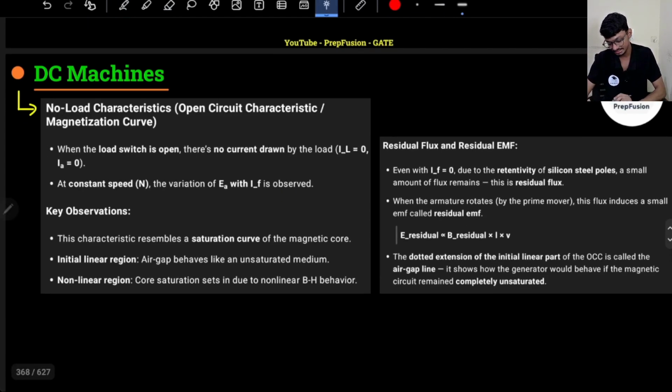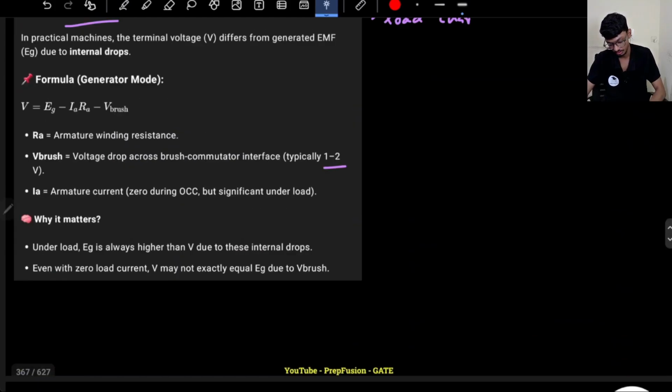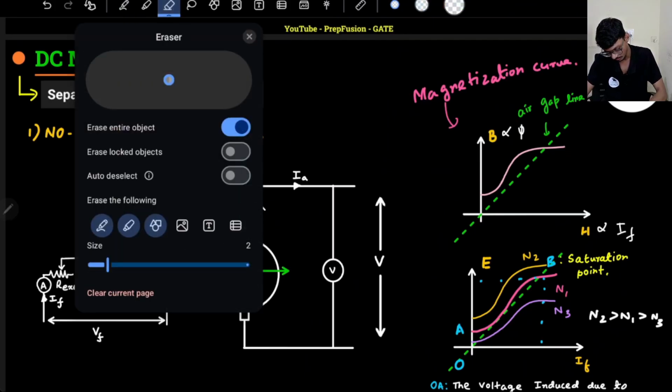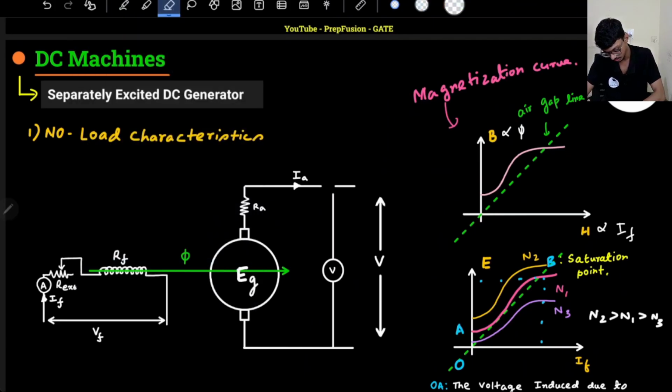So no load characteristics is done when the load switch is open. Here I will have a load switch, and the no load characteristics will be done with it open. So I can draw the load switch when it is open.